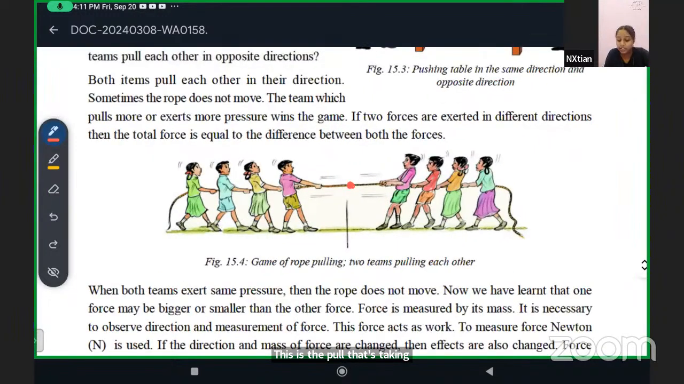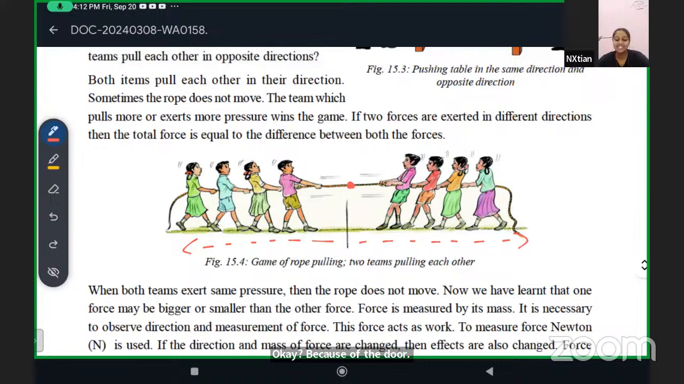Now, see, this is the pull that's taking place. This team is pulling the rope towards them, and this team is pulling the rope towards them. So two forces are exerted. I think the right side team has greater force. Yes, it looks like the right side team has the greater force, because of the red dot I drew, which is a little more to the right. I didn't see that while making it.